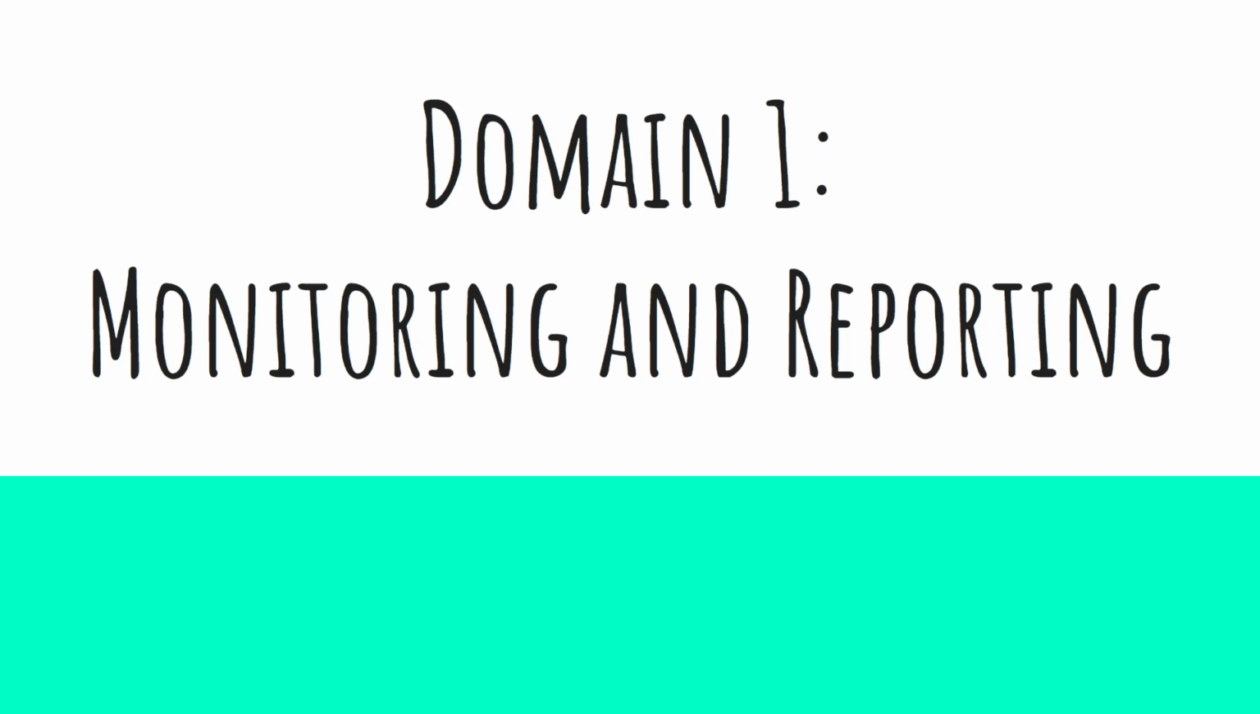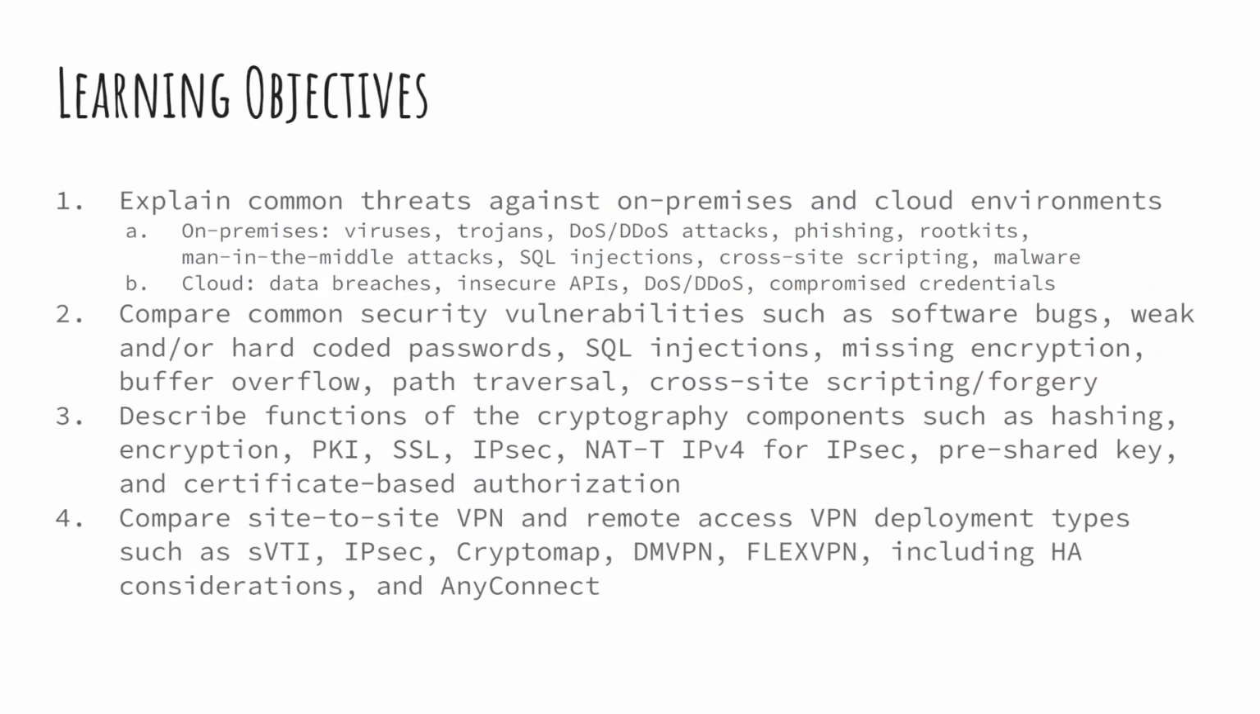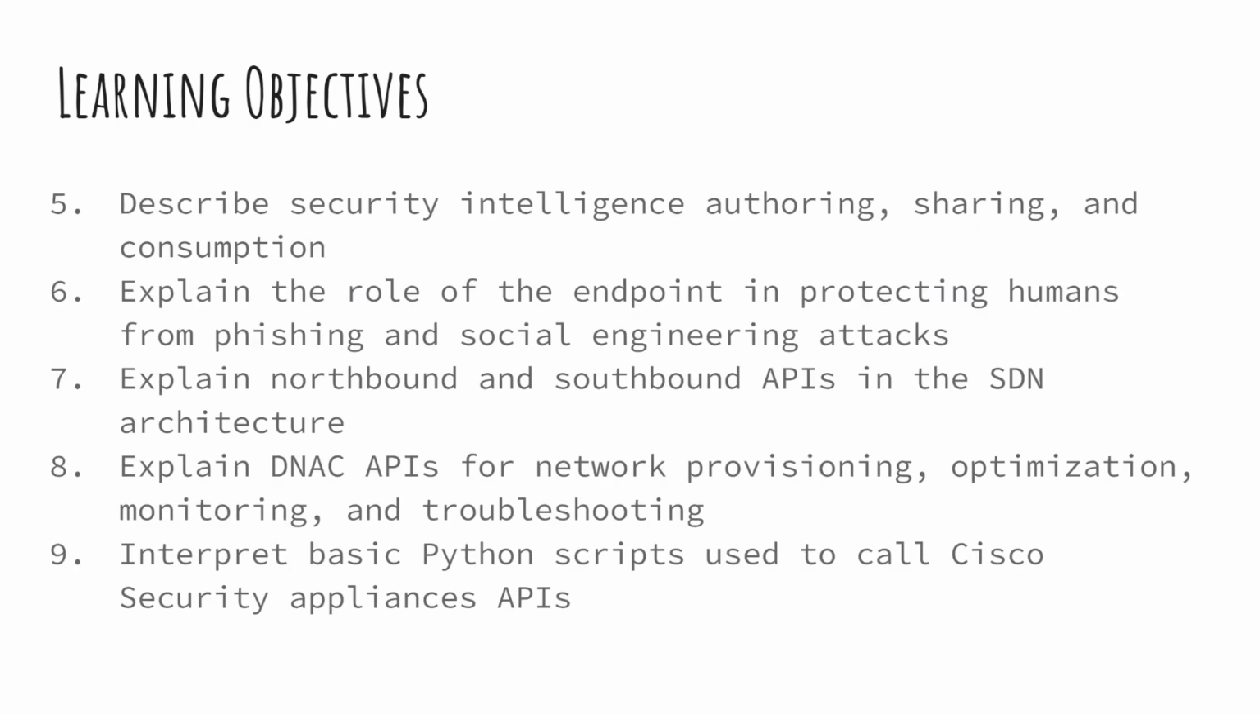So, going over the first domain, which entails monitoring and reporting, you will learn about common threats against on-premise and cloud environments, compare common security vulnerabilities, describe functions of the cryptography components, and compare site-to-site VPN and remote access VPN deployment types. You will also be able to describe security intelligence authoring, sharing, and consumption.